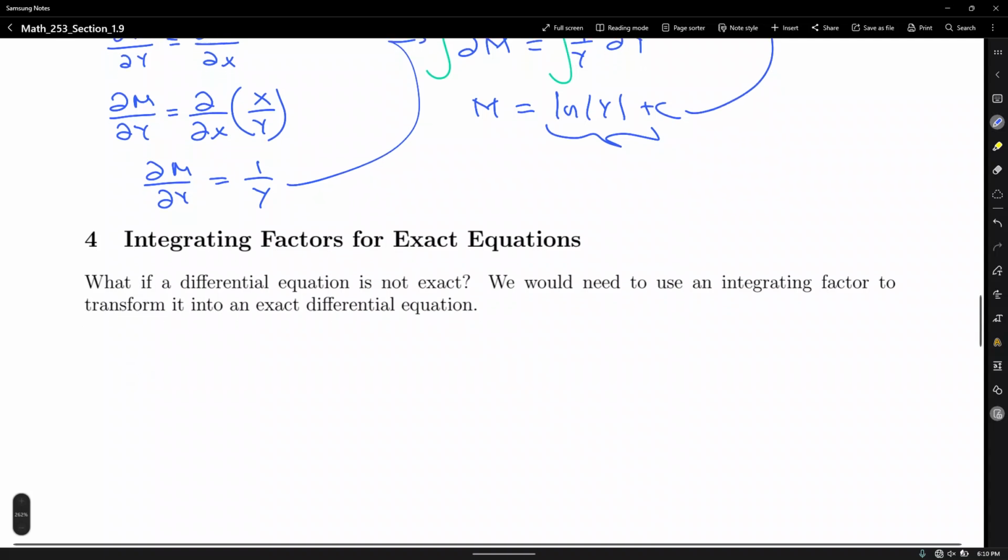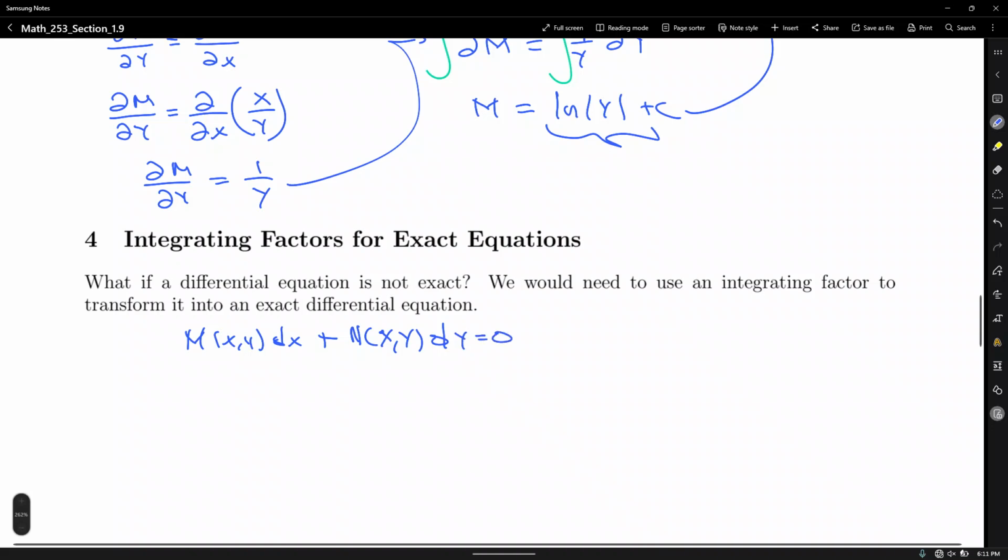So what do we do? Number one, we know that m of x y dx plus n of x y dy equals 0.